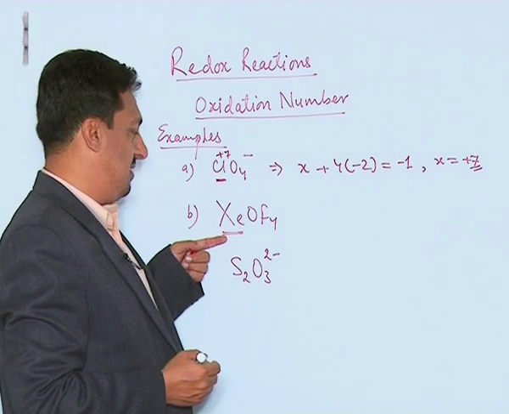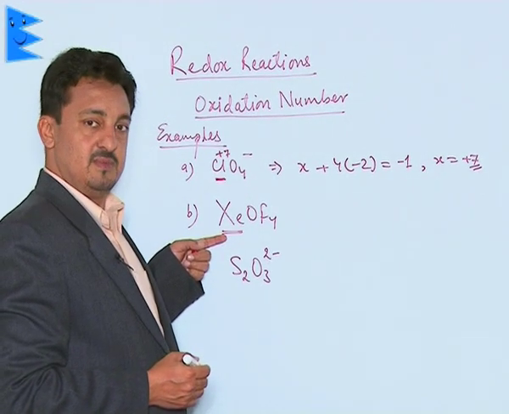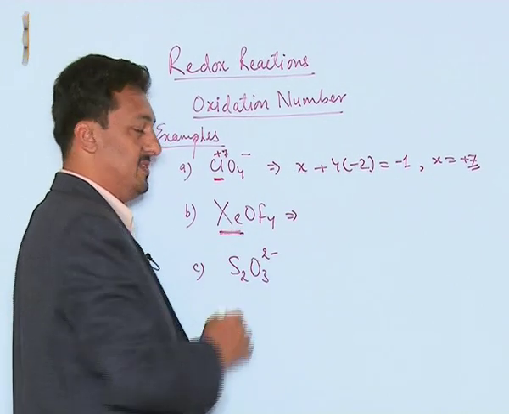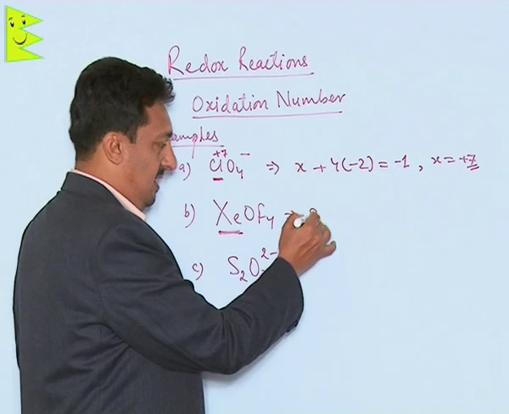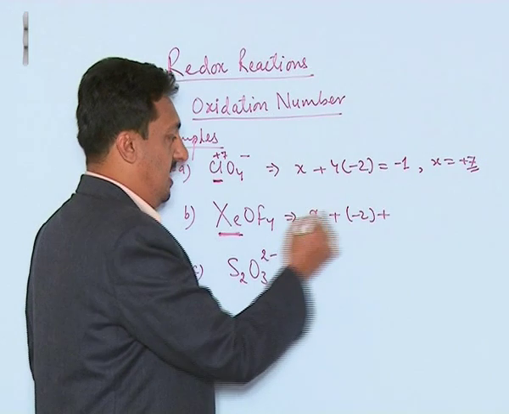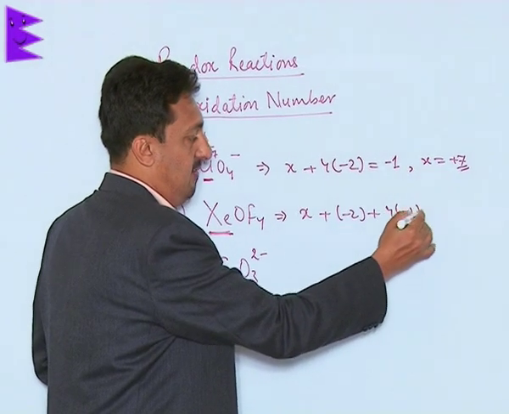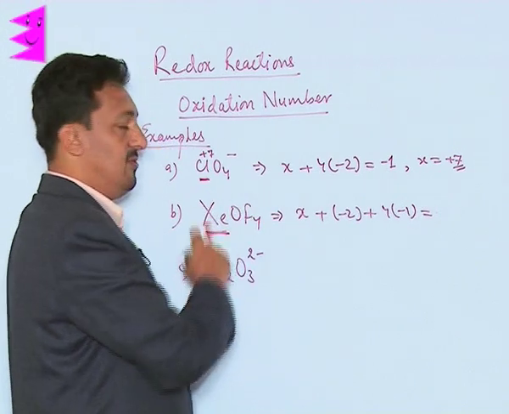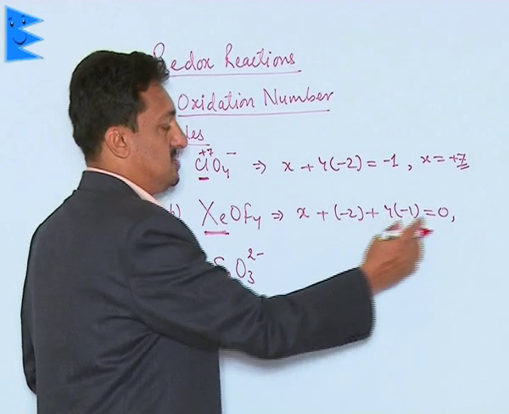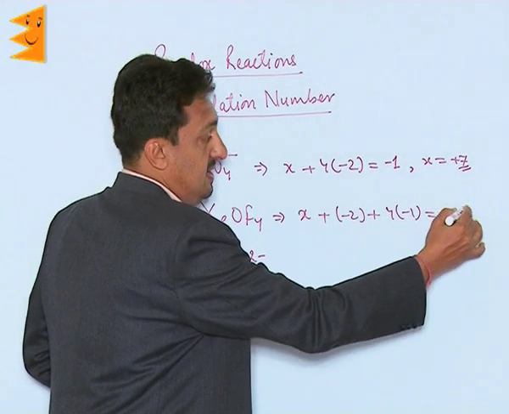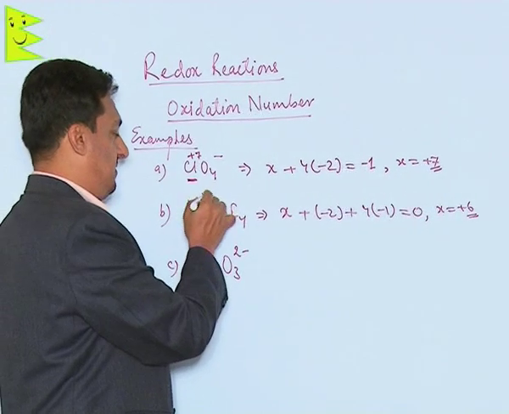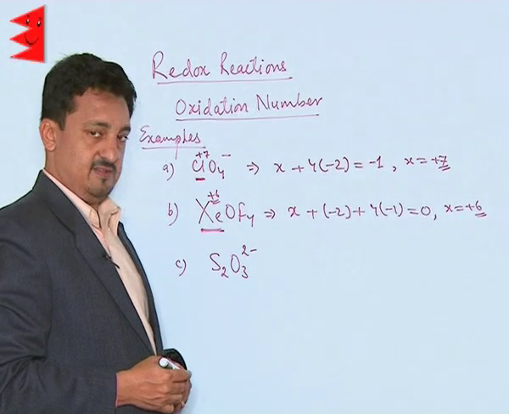Similarly, let's take this example of xenon oxytetrafluoride. In this molecular species, we have to find the oxidation number of xenon, which is a noble gas. It is to be assumed as X. Oxygen we already know will be in the -2 state, and there are 4 fluorines, which will all be in the -1 state. Since it's a neutral molecular species, it is equated with 0, and when we solve this, X comes out to be +6. So xenon is in a loss of 6 electrons, so its oxidation number is 6.